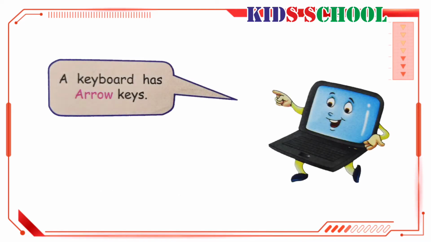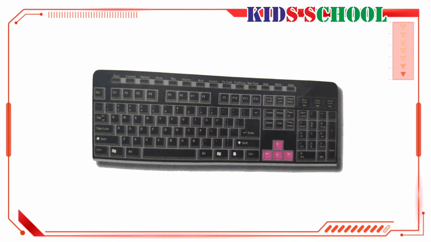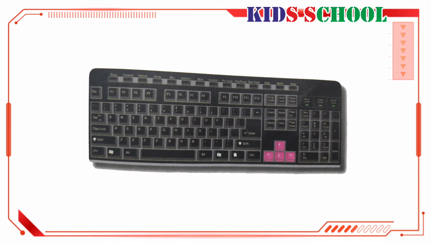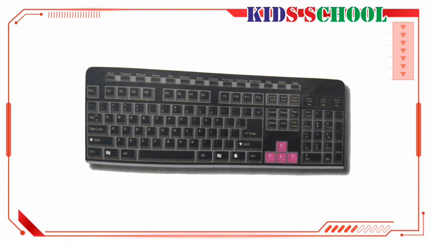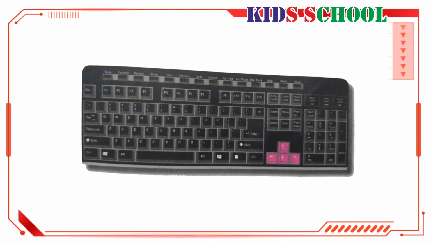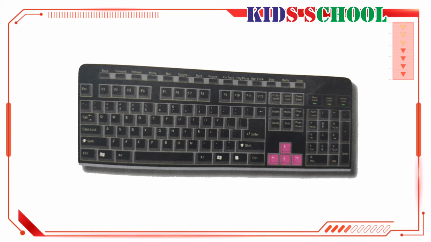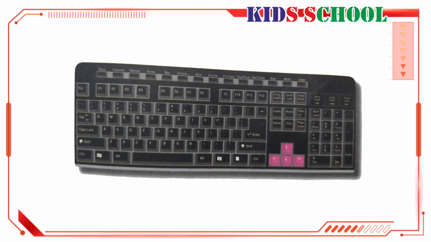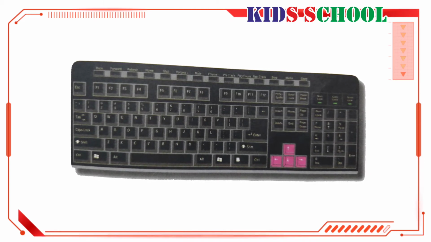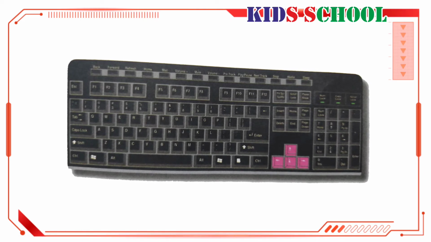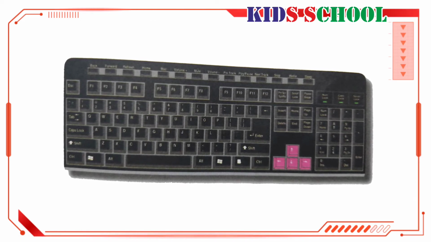A keyboard has arrow keys. You can find 4 arrow keys on the keyboard pointing in all 4 directions: up, down, left and right. You can control the movement of the blinking line cursor on the monitor using the arrow keys. You can also use them for playing games.